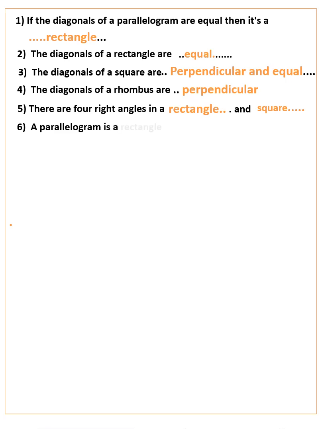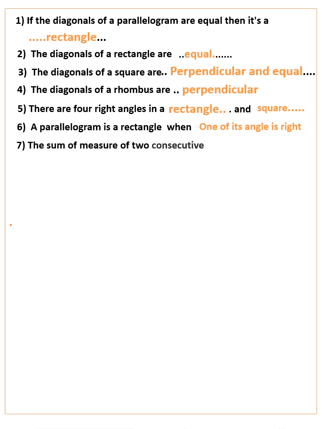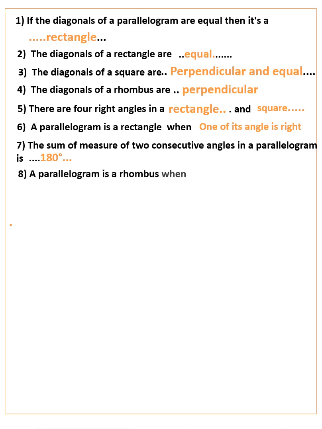Remember, the parallelogram will be a rectangle if one of its angles is right, or its diagonals are equal, and both are right. Number 7, the sum of the measures of two consecutive angles in a parallelogram equals 180 degrees. The parallelogram is a rhombus when its diagonals are perpendicular. We have to write the properties of diagonals.